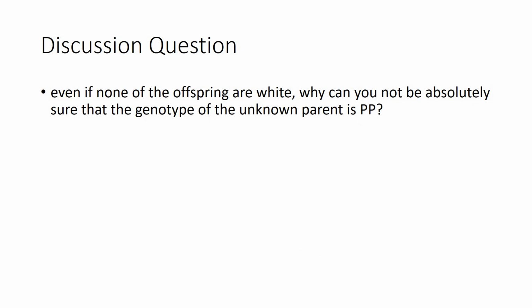So that goes back to our question. Even if one of the offspring is white, why can you not be absolutely sure that the genotype of the unknown parent is homozygous dominant? Well, we just talked about it: because it shows up as the dominant color doesn't necessarily mean it is homozygous dominant. It could also be heterozygous because the hidden allele can be there, it's just not expressed at the time.